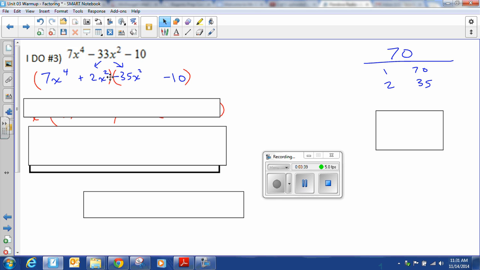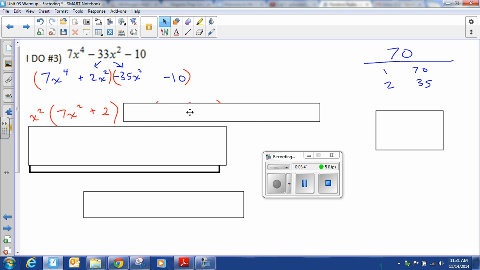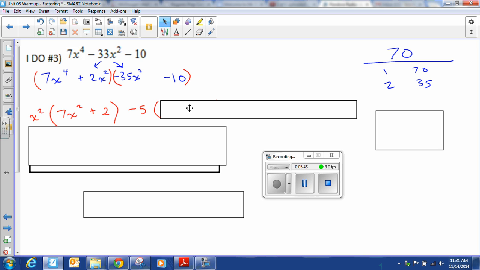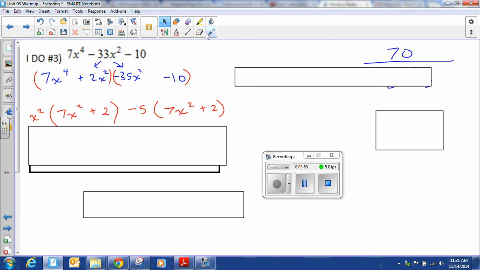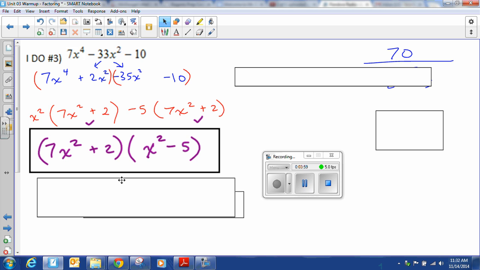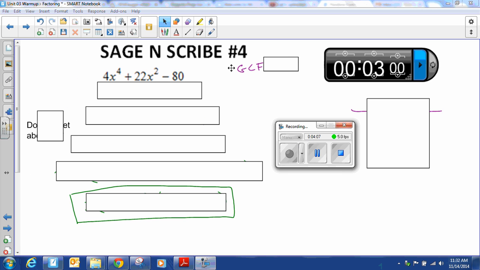I'll factor by grouping, giving me x squared times 7x squared plus 2, and negative 5 times 7x squared plus 2. The binomials match, so I know we are doing the right work here. And the final product is 7x squared plus 2, x squared minus 5. Okay, I'm jumping over here to Sage and Scribe number 4. This is the last example.